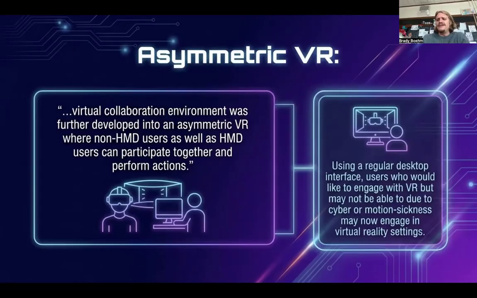One player might be using a VR headset while the other player is using a computer or a controller. And even though they're using different tools, they're still interacting in the same virtual space, playing the same game. This is huge for accessibility. And it means that someone who gets motion sickness or who doesn't own a headset still can participate and interact or contribute to the experience.